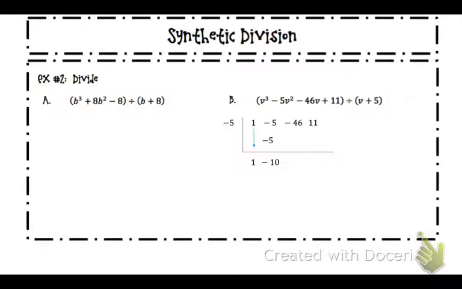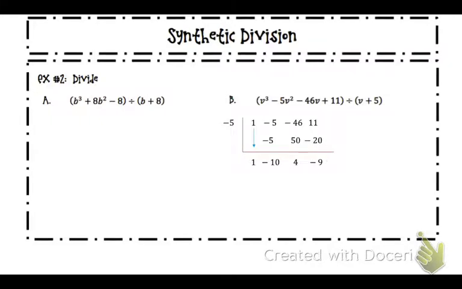Negative 10 times negative 5 is positive 50. Negative 46 plus 50 is positive 4. 4 times negative 5 is negative 20. 11 minus 20 is negative 9. Okay, remember how I said this last number is our remainder? In this case, our remainder is going to be negative 9.